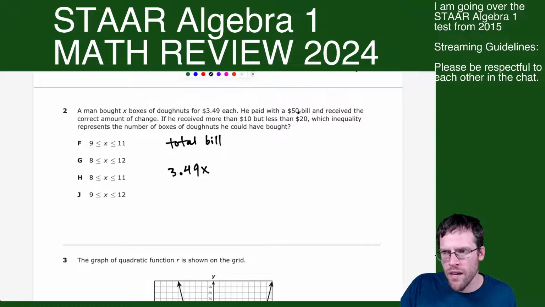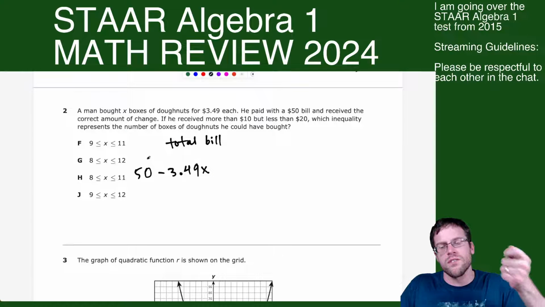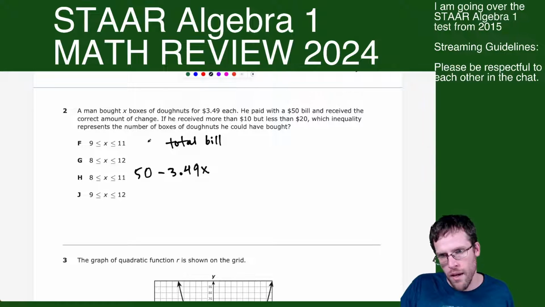And he pays with a $50 bill and he receives the correct amount of change. And so here we go. To describe the change is 50 minus the total bill. Okay, so he pays more than the total bill, but then when you subtract the total bill from the $50, that's the change that this man is getting back. So here, if he received more than 10 but less than 20, which inequality represents the number?